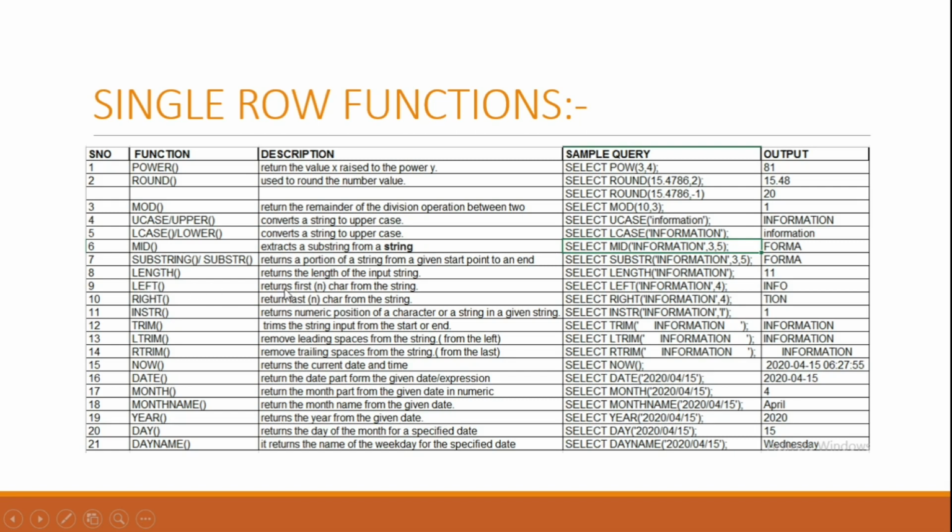Left function returns the number of characters from the given string. It means if you want to extract a number of characters, in this case 4, from the given string it will extract those many characters, hence the answer is INFO. Right function returns a number of characters from the string. So from information it's extracting 4 alphabets from the right side, hence the answer is TION.